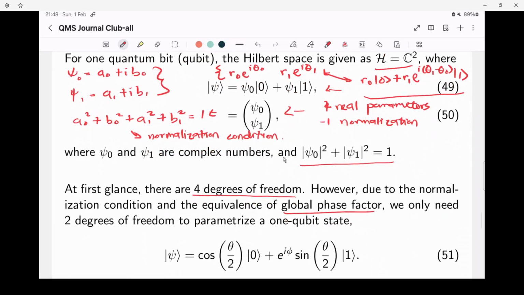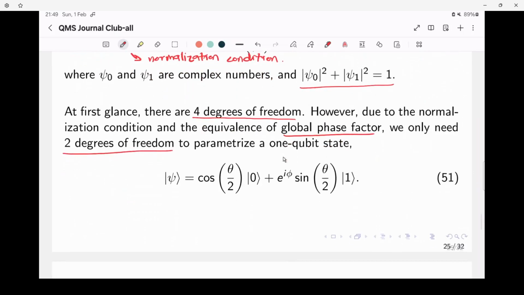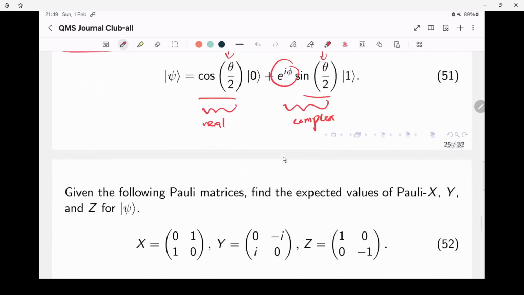So when you do this kind of maneuver, you are actually living with 2 degrees of freedom only, and there is one way for us to parameterize this particular one-qubit state. The way we do it is to make use of sine and cosine. The first term, as I said, is a real term, and the second one will be a complex term. The complexity over here is given by your e^{i phi}. You might question why we need to parameterize in this particular way. I will explain it.